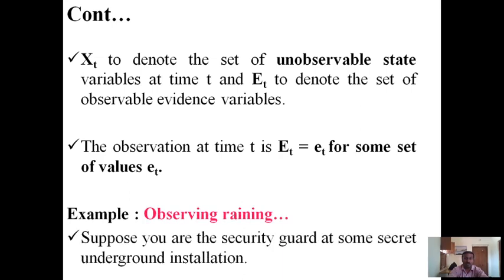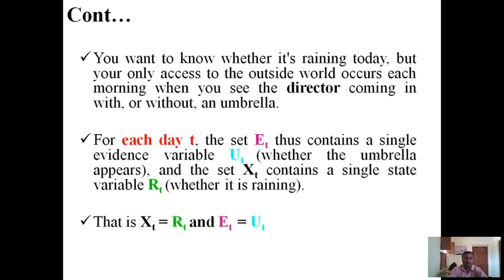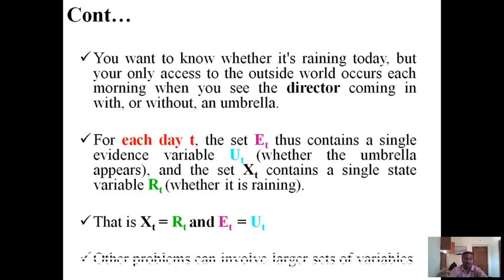Suppose you are the security guard at some secret underground installation. You want to know whether it's raining today, but your only access to the outside world occurs each morning when you see the director coming in with or without an umbrella. For every day t, the set E_t thus contains a single evidence variable U_t, whether the umbrella appears, and the set X_t contains a single state variable R_t, whether it is raining. That is, X_t = R_t and E_t = U_t.